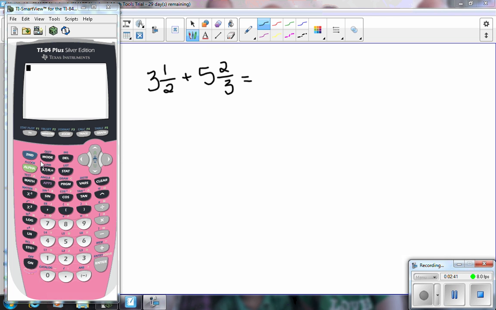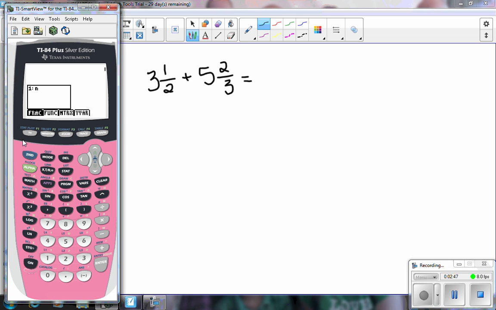But to use fractions on your calculator, you're going to hit the alpha key and then this very first key, the y equals button, and you'll notice that you get this display, this screen. If you do not get this screen when you hit the alpha key and then the y equals button, you need to see me because I need to update your operating system so you can evaluate fractions. So this n over d is for just numerator and denominator.